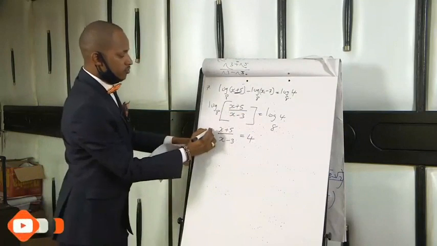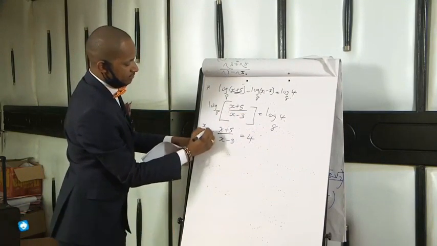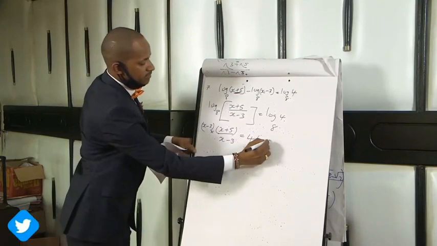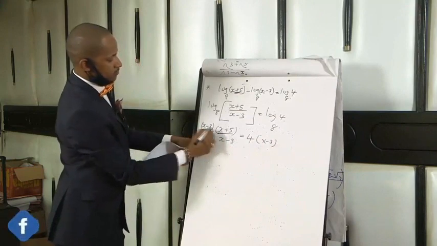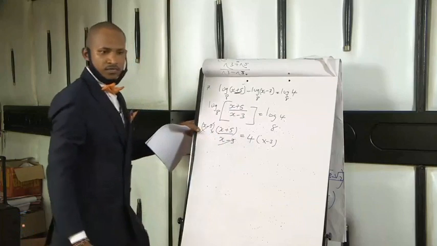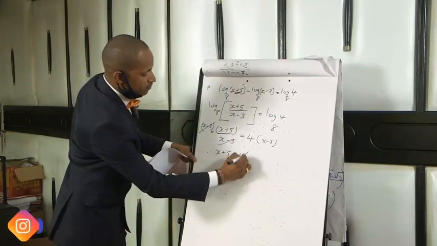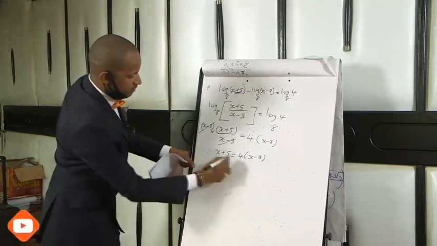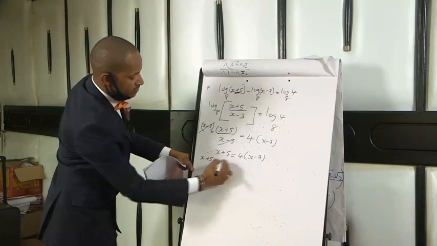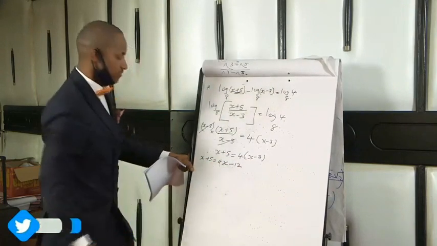Therefore, you cross multiply both sides by x minus 3. When you multiply this by x minus 3, the x minus 3 will cancel. You remain with x plus 5 equals 4 into x minus 3. From here we have x plus 5 equals 4 times x is 4x, 4 times minus 3 is minus 12.